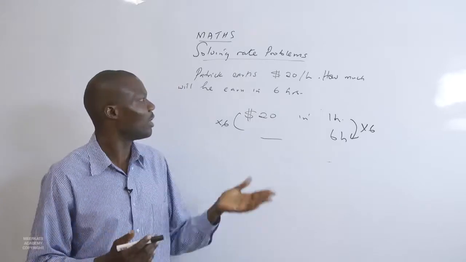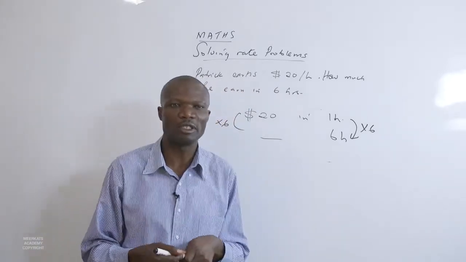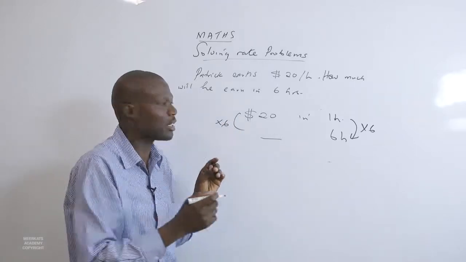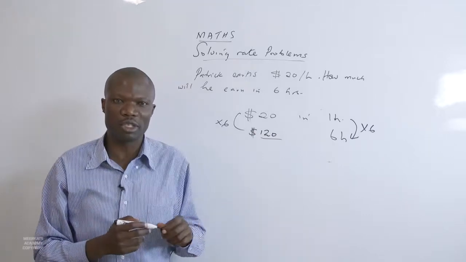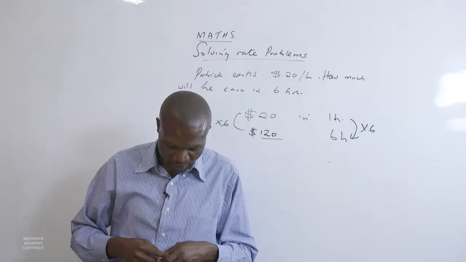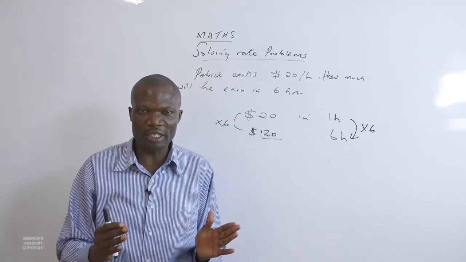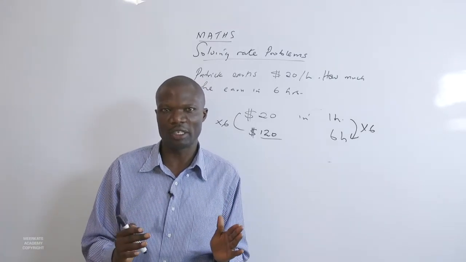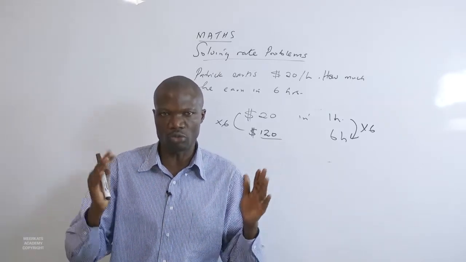Therefore, the question comes, how much will Patrick earn if he works for 6 hours? It's going to be 20 times 6, which is $120. That is what you are looking at, equivalence of the rate of change on either side of the two quantities.